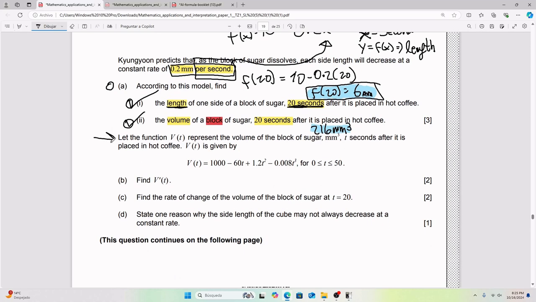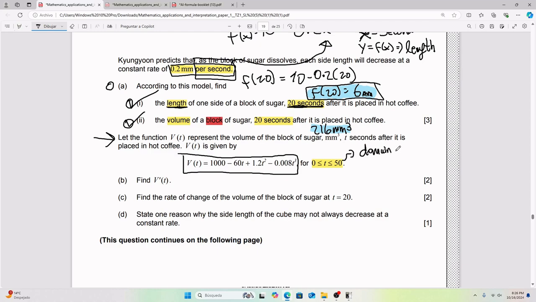Then they tell us that we need to let the function V of t represent the volume of the block of sugar, in millimeters cubed, t seconds after it is placed in hot coffee, and that V(t) is given by this equation. Now let's go piece by piece. On the one hand, this is my equation. On the other hand, the part I'm putting now in yellow, t being between 0 and 50, is really defining your domain.